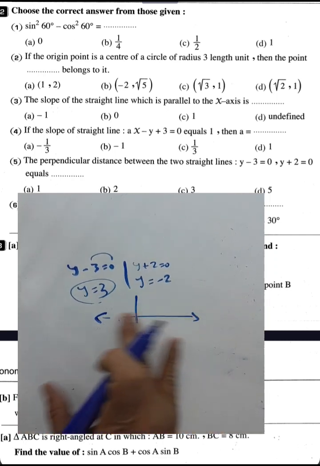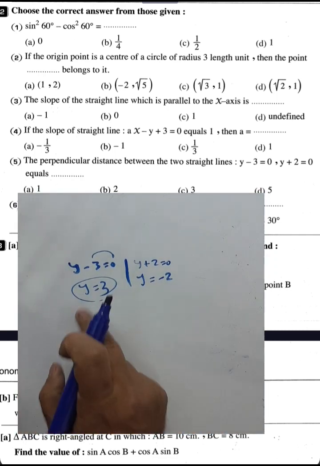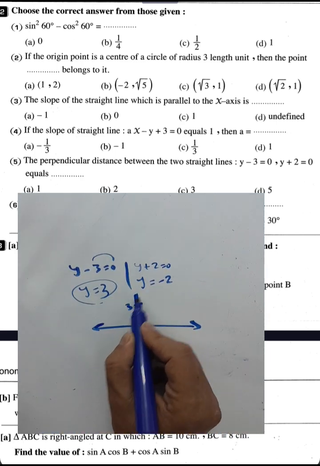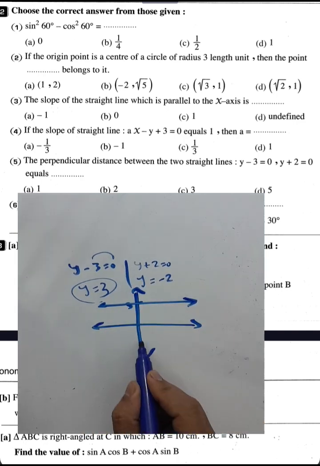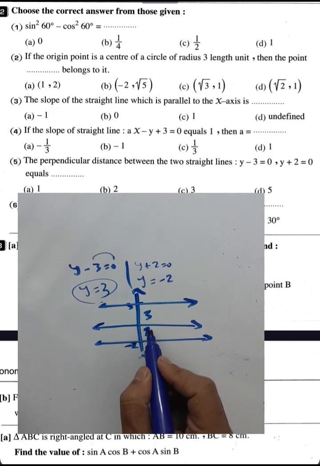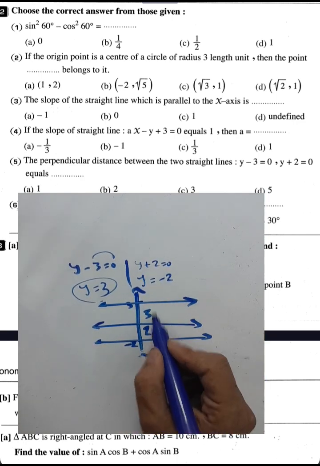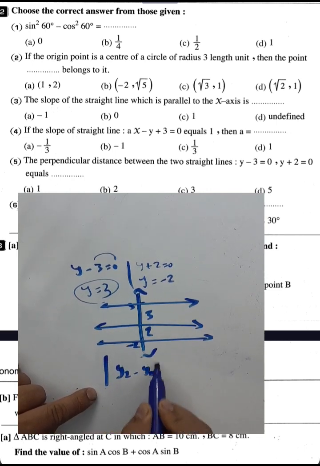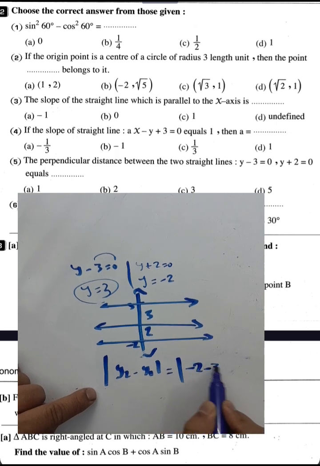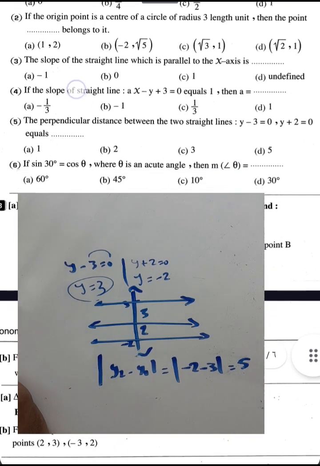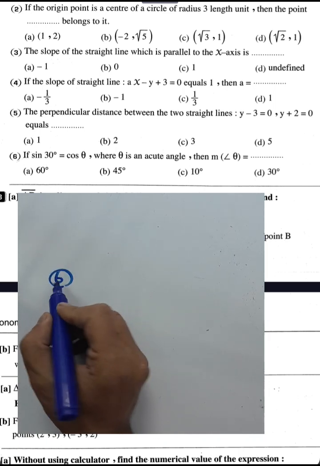Sorry, my students, pay attention again. y equals 3, we have 3 here, and y equals negative 2. Then we have 2 length units here and 3 length units. 2 plus 3 equals 5, the result will be 5. Or you can write the absolute value of y2 minus y1, negative 2 minus 3. The result will be 5 length units. Okay, choose letter D.